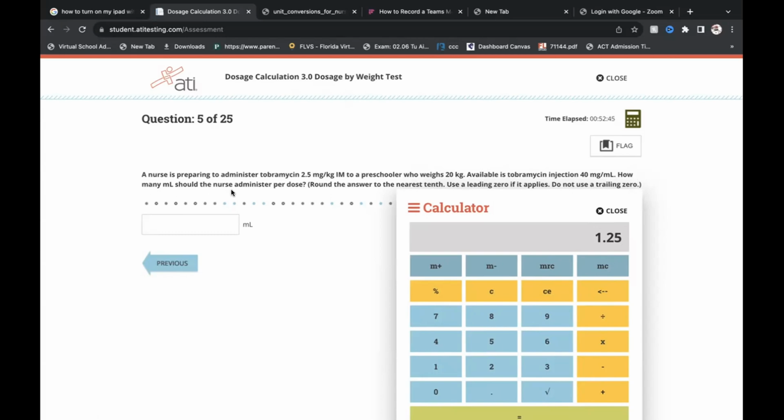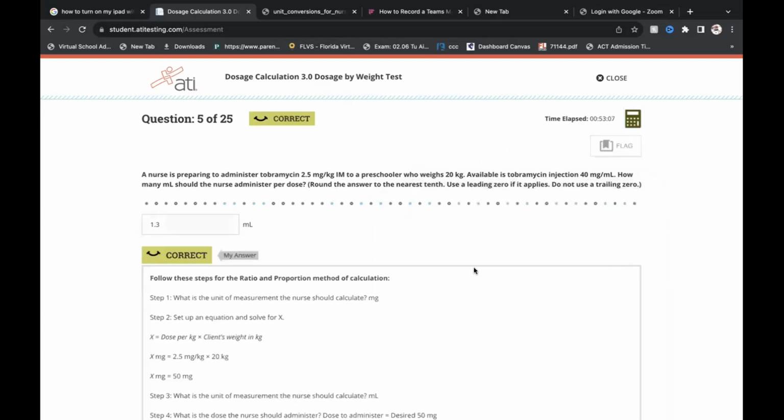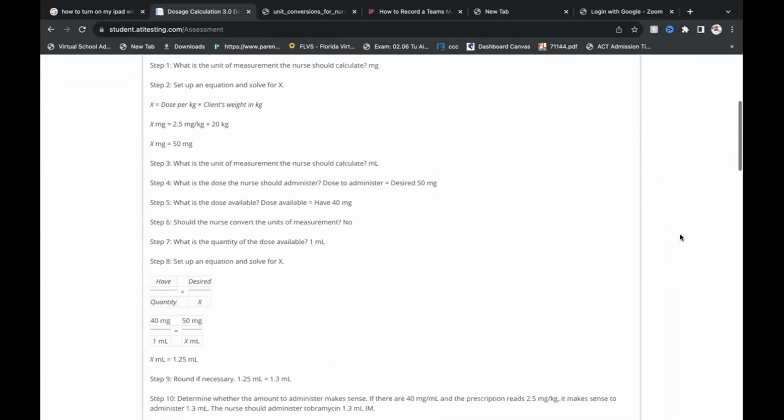How many milliliters should the nurse administer per dose? Since it doesn't give any time or how many times it's going to be administered, we're going to go ahead and put 1.25. Oh, wait, hold on. Not 1.25, because it does say to round to the nearest tenth. So I'm going to go with 1.3 and see if that's correct. That's correct. All right. So this one was a little simpler, but now I'm going to try and find a hard one.